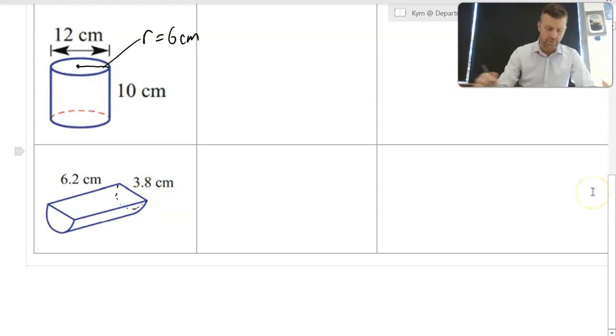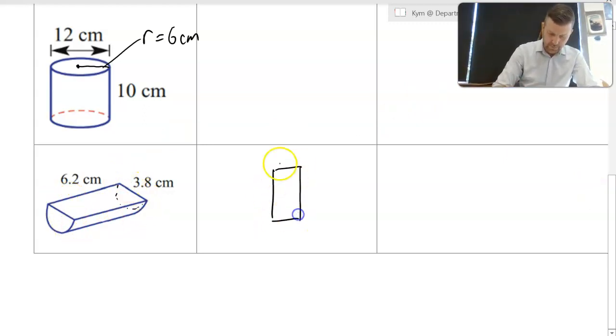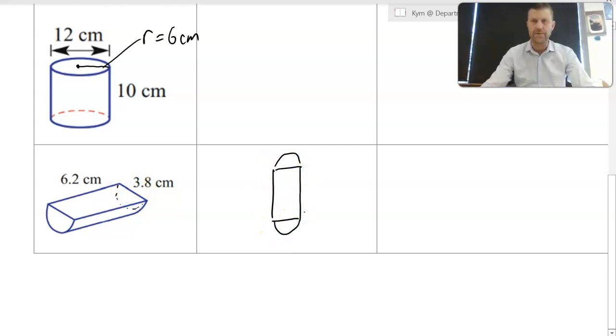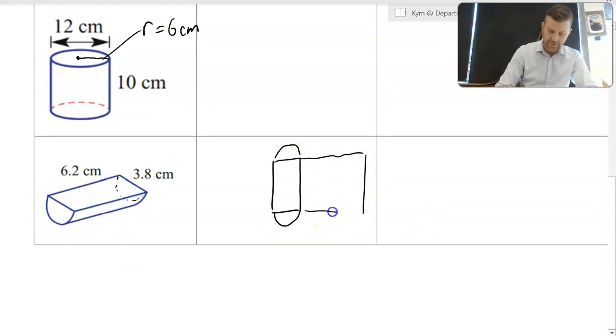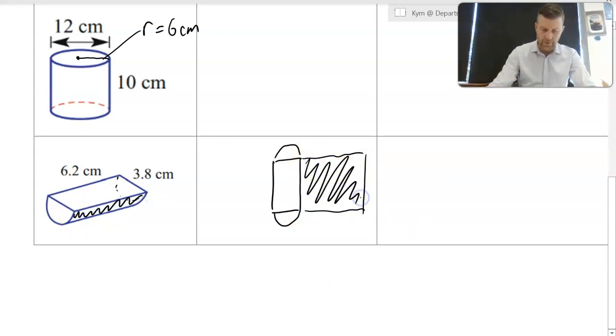Okay, so if I was to draw that, you can actually see that it's got two rectangles. It's got the rectangle here with the two half circles at either end, plus the curved rectangular section that goes around the bottom there. So in this case, they're giving us, again, the diameter of 3.8. So the radius that we want to use is half of that. Half of 3.8 is 1.9.